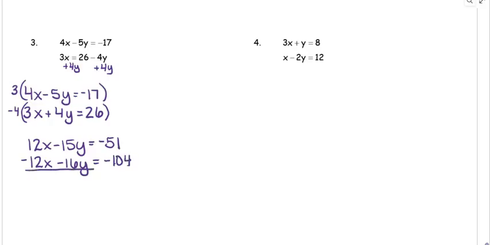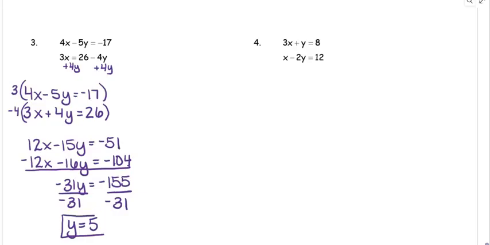I have those opposite coefficients, so I'm going to go ahead and add down. My x's cancel, and I have negative 31y is equal to negative 155. Now I'm going to divide both sides by negative 31, and I'm going to see that y is equal to 5. Now if y is equal to 5, I can easily go ahead and figure out what x is by just plugging that y right on into one of the equations.